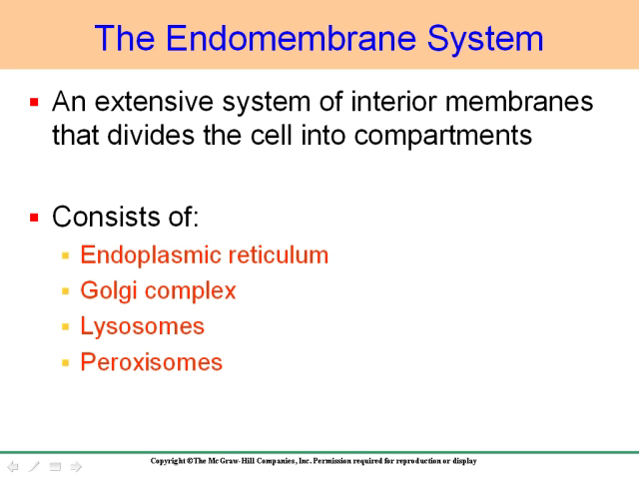Outside of the nucleus, you're going to have something that's considered the endomembrane system. The endomembrane system is simply an extensive system of interior membranes that divides the cell into compartments. And the endomembrane system will consist of, number one, the endoplasmic reticulum, number two, the Golgi complex, number three, structures called lysosomes, and number four, structures called peroxisomes.